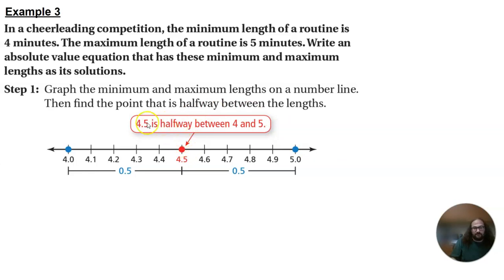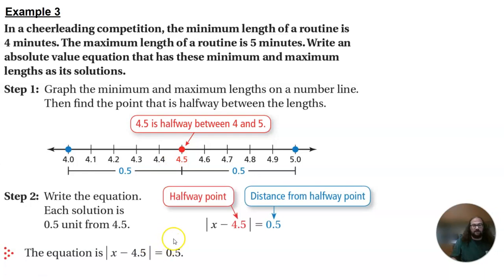So the halfway point is 4.5, and the distance from the halfway point to either solution is 0.5. So 4.5 plus 0.5 takes you to 5, and if you take away 0.5, you're down to 4. So the distance away is 0.5, and the center point, or the halfway point, is 4.5. Then we just plug those numbers in the right place. Absolute value of x minus the halfway point is equal to the distance from the halfway point. So that is how we do it.